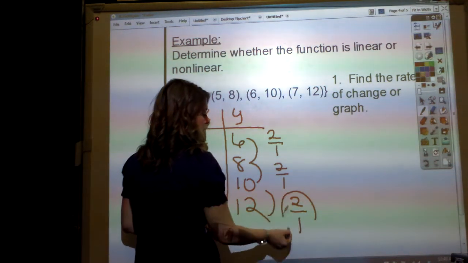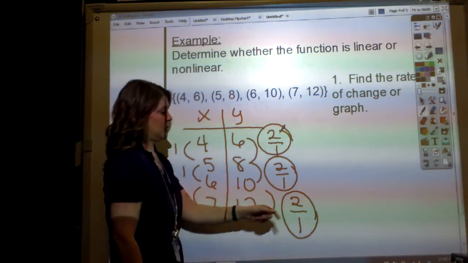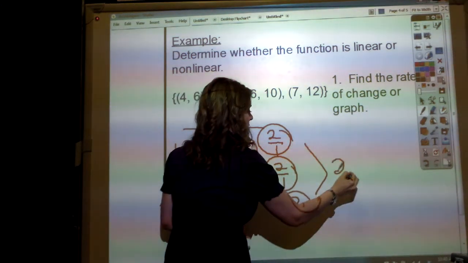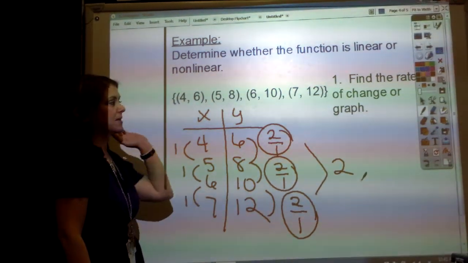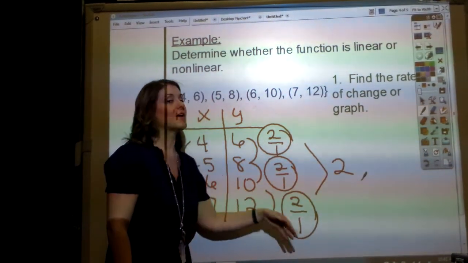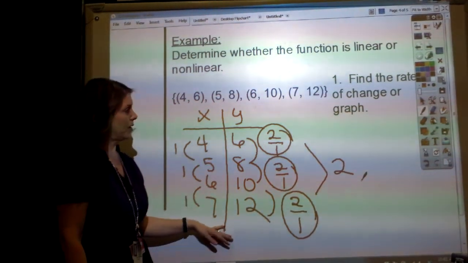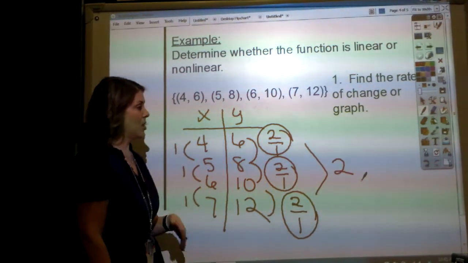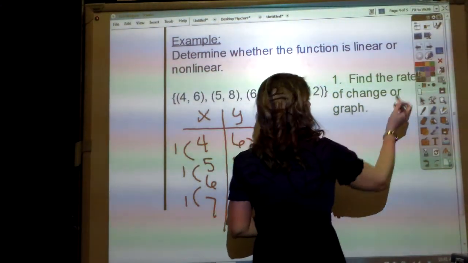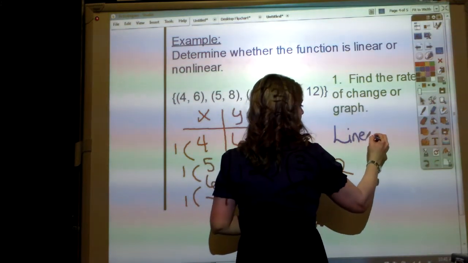So if you notice, constant rate of change. That rate of change, or the slope, is 2. Since that is a constant rate of change, this will be linear. We can plot these 4 ordered pairs on a graph, and we will get a straight line. So in this situation, we would put a linear function.